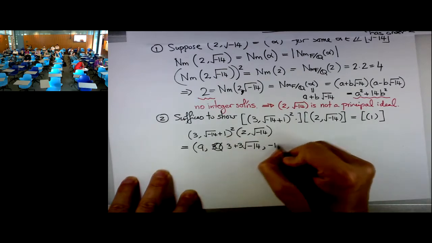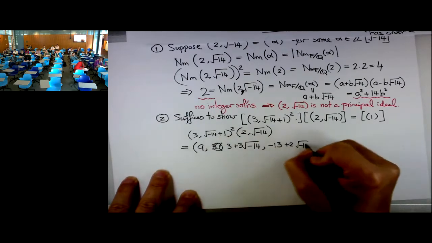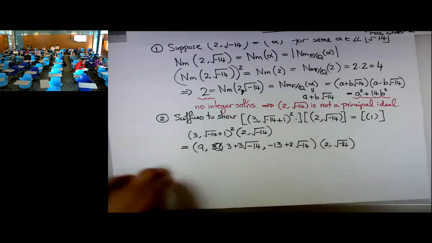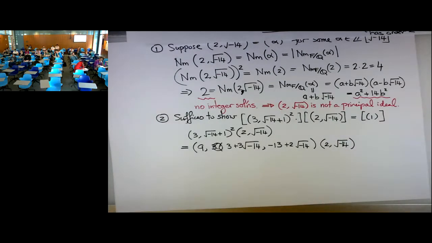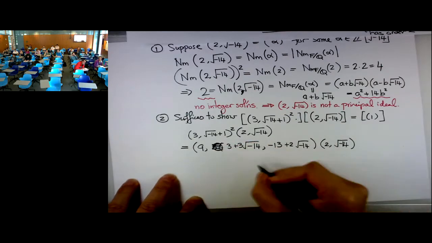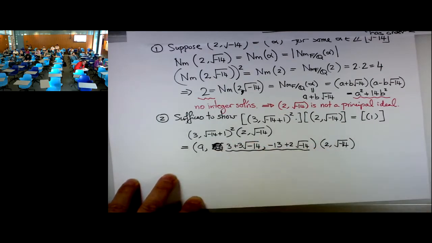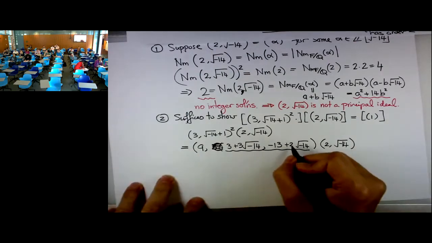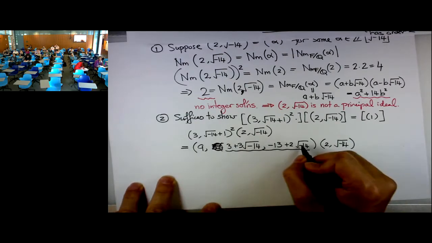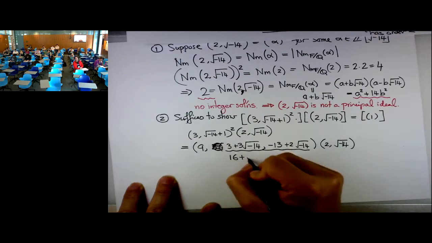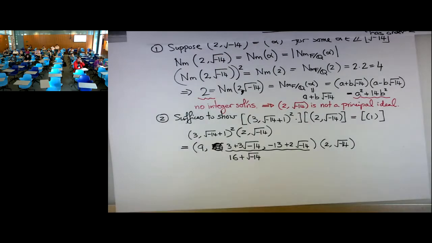So that's negative 13 plus 2 times root of negative 14. Not the prettiest number you've seen, but I'm trying to decide whether I just want to take another product. Let me simplify a little bit. If you have two elements in the ideal, you can take their difference as you wish. So I can subtract the third one from the second one, and I get 16 plus root of negative 14 in there.